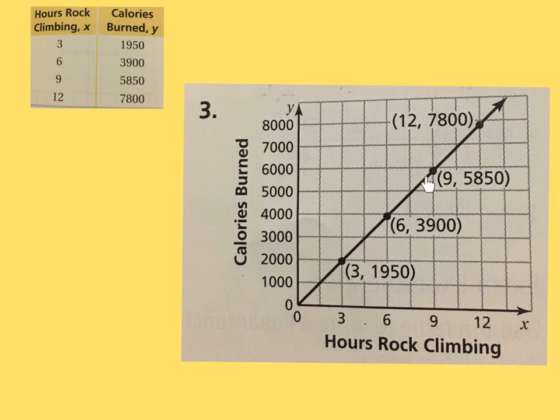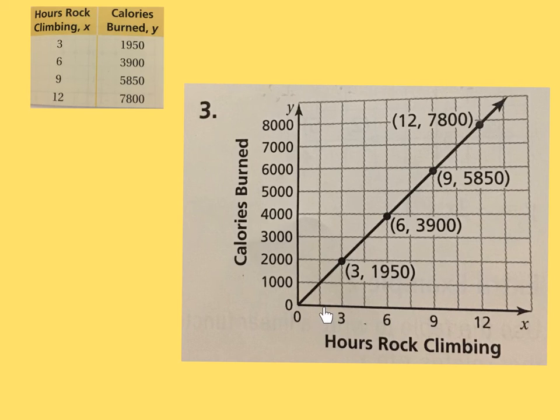Because you've already seen the graph, you should know whether or not this is discrete or continuous. This is continuous. Do you know the reason why? The reason is because you don't just have to rock climb for 3, 6, 9, and 12 hours. You can rock climb for 2 hours, 1 hour, 10 minutes. It can be anywhere in between this range. So this is a continuous domain.